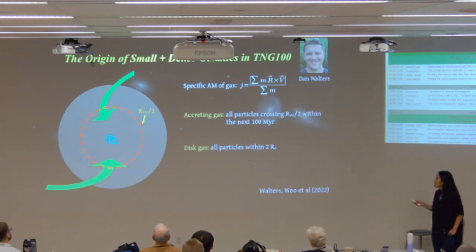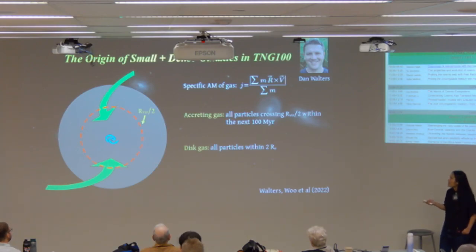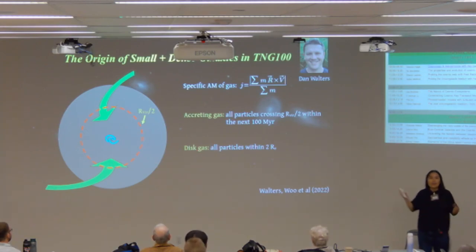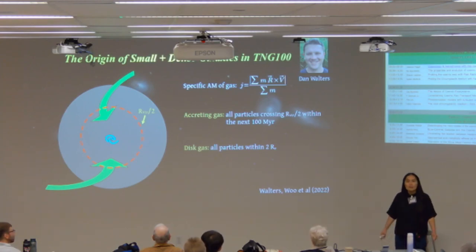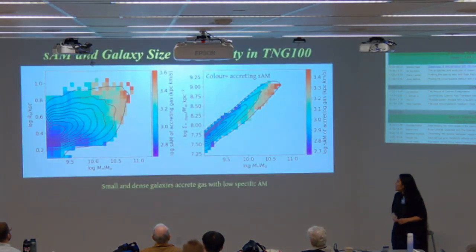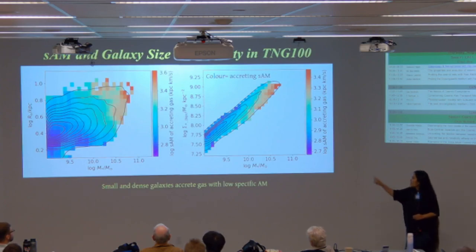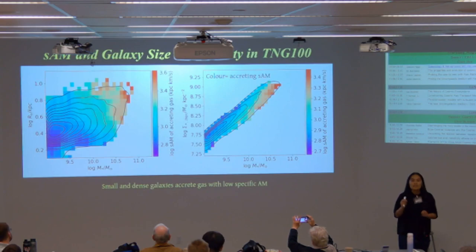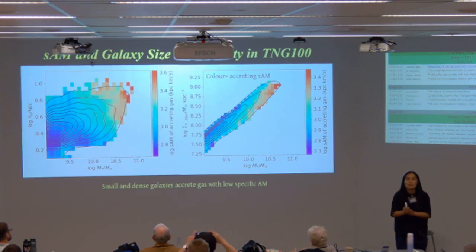We do this for the accreting gas, so that's all particles crossing half R_vir here. And we also do this for the disk gas to see what happens to the angular momentum as the gas is coming in. So we measured this quantity and plotted it against the two axes that we're used to, R versus M star and core density versus M star. And now the color code is that quantity, the specific angular momentum of the accreting gas.